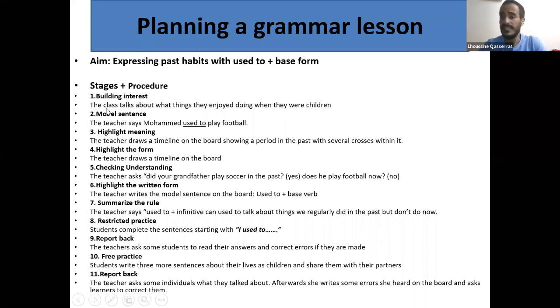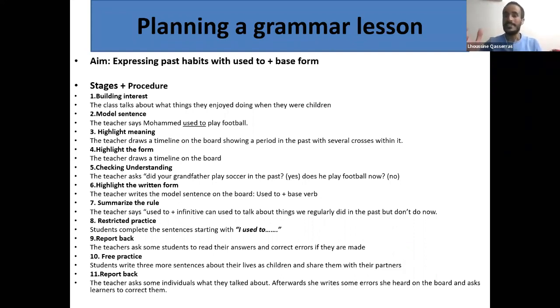So the grammar lesson is about past habits, the used to structure. The class talks about what things they enjoyed doing when they were children. So the teacher can ask students, what did you enjoy when you were a child? I enjoyed watching cartoons. I enjoyed going with my mother to hammam. I enjoyed going to the supermarket, etc. Which is the building interest.